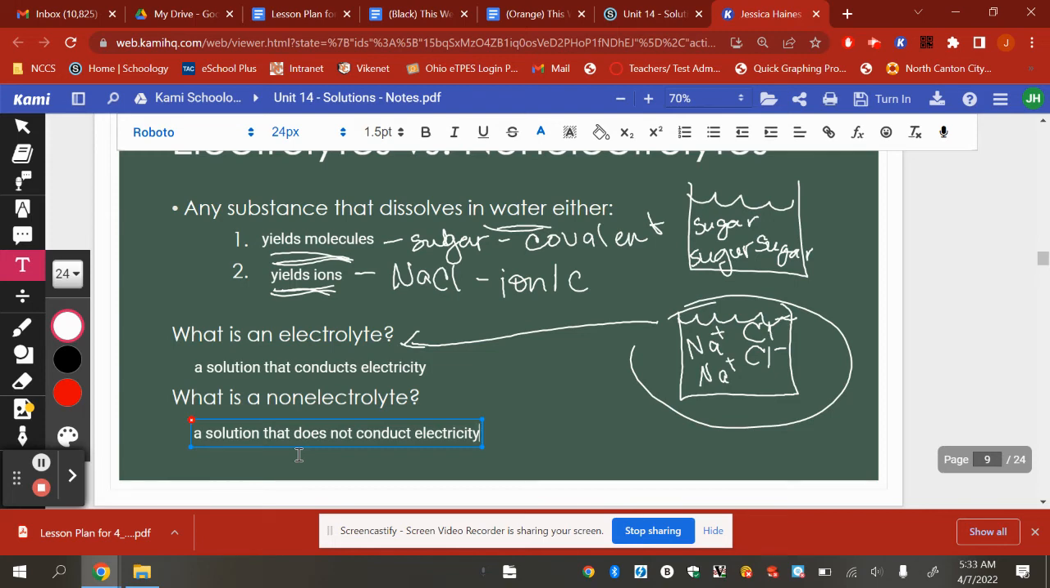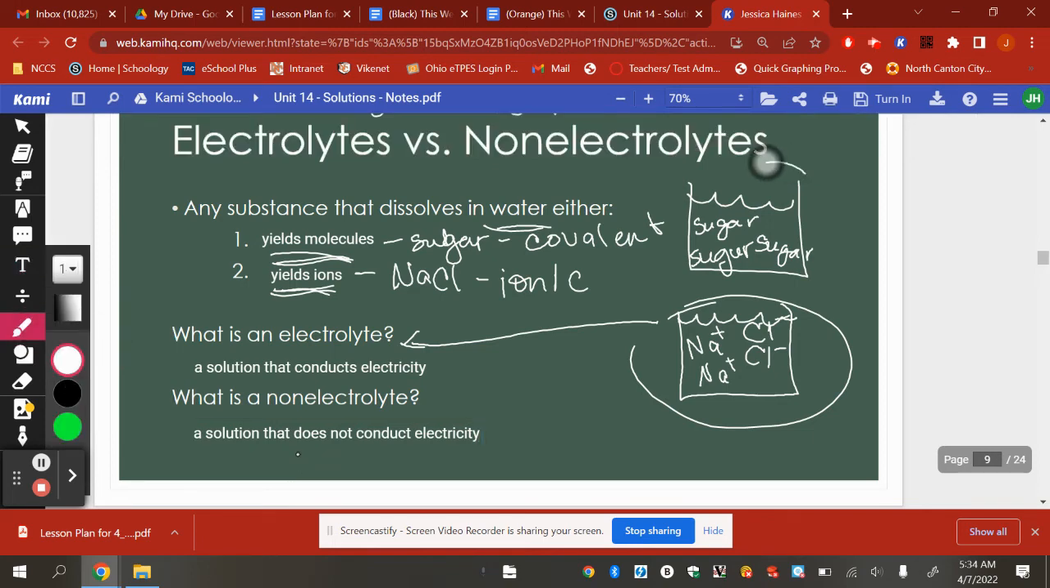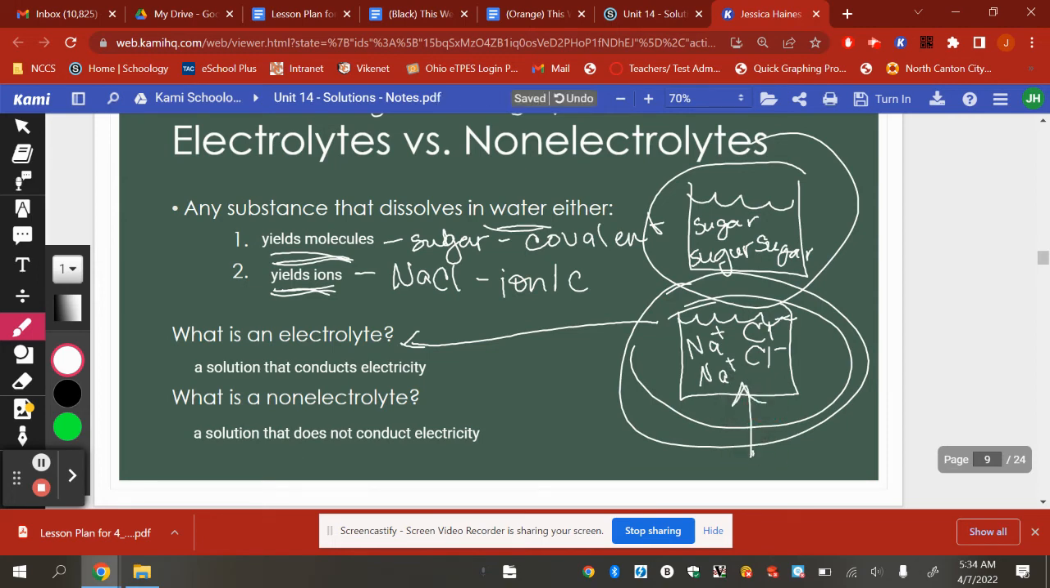Okay, so of these two things, this sugar that I just drew and this NaCl that I just drew, obviously the NaCl has all of these positive and negative charges, and positive and negative charges are what help to carry a current. So electricity is going to flow through substances that break apart into ions. So a substance that yields ions creates an electrolyte. Substances that yield molecules create non-electrolytes.